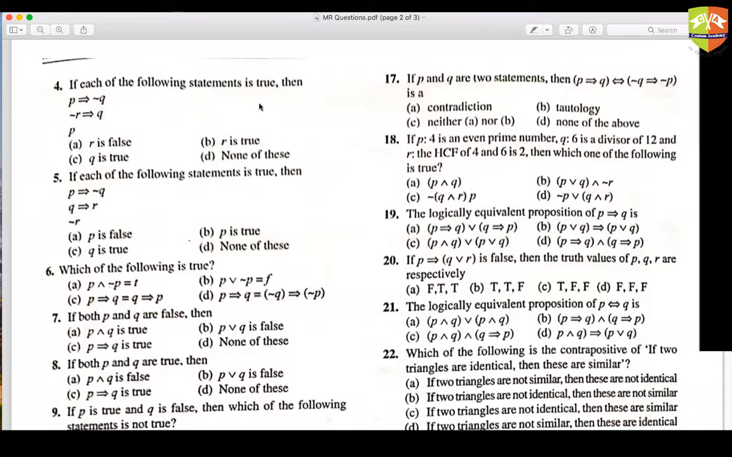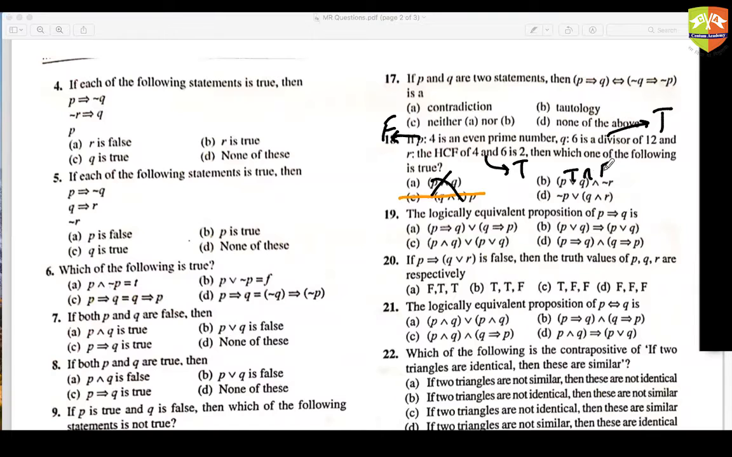18th? Sir, in the third option in 18, should we assume some sign between there? Yes, they have missed out the sign. There are a lot of printing mistakes here. What is P? P is false, so wherever there's a negation of P, that should be true. 6 is a divisor of 12, and this is also true. The GCF of this is 2, also true. True intersection false will be false. This is also true, and this is true or true. True or true is true. That means option D is the right answer.